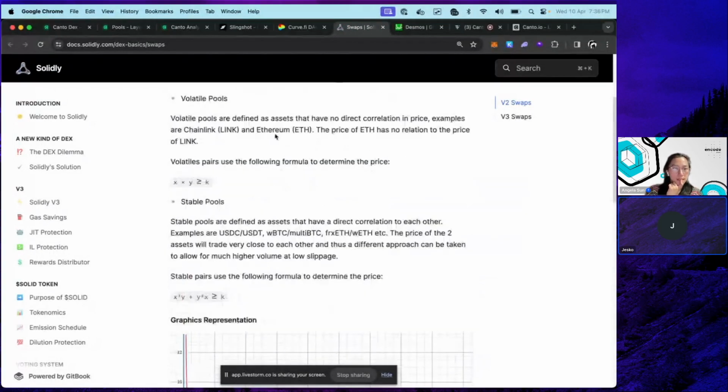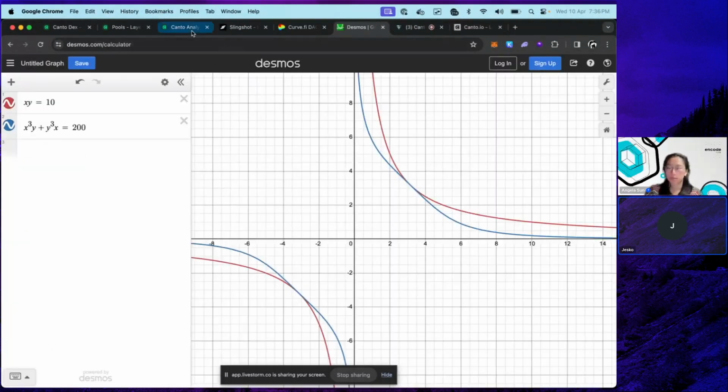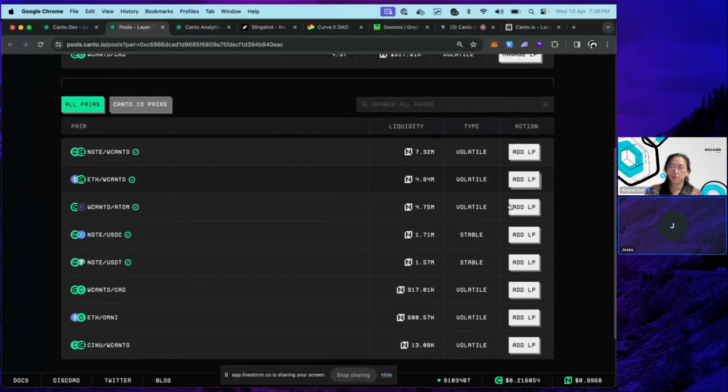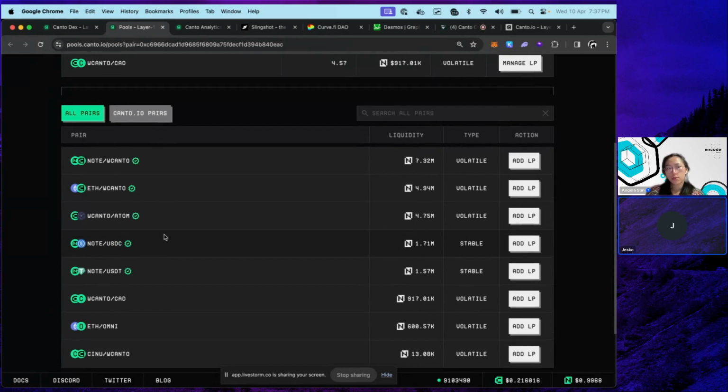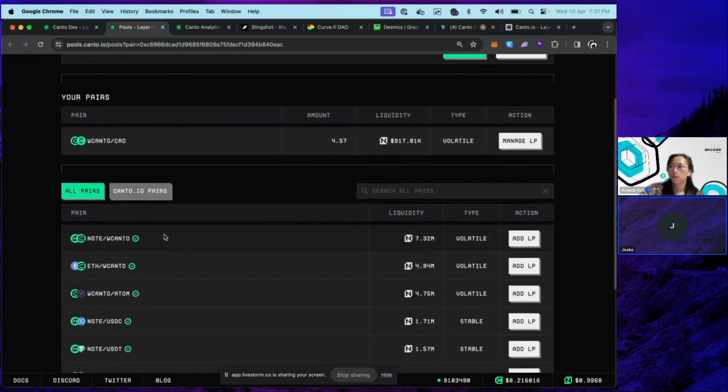So the Canto DEX is essentially a fork of Solidly. It has two kinds of pools, namely your volatile pools, which we talked about with XY equals K. And then we have the stable pools where both these assets approximately follow the same price. And therefore, we can use a different formula to do the calculation, right? So this is the basis of Canto DEX.